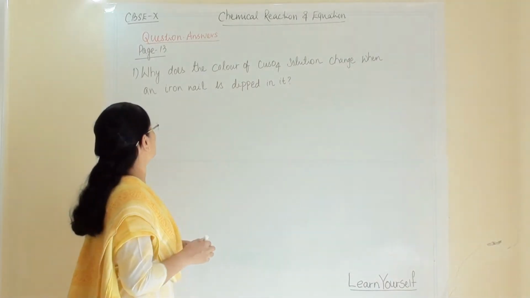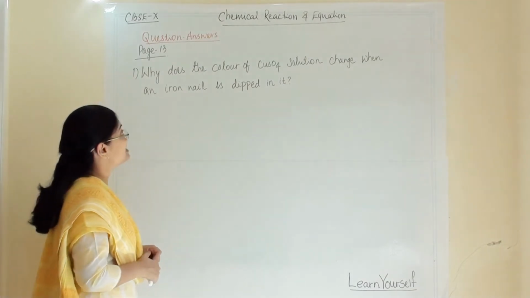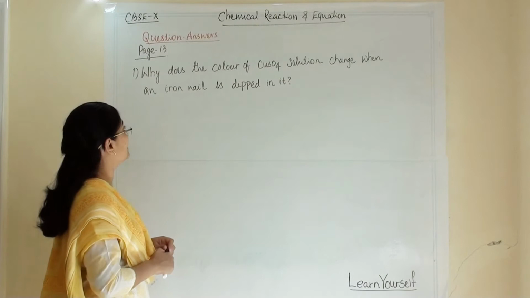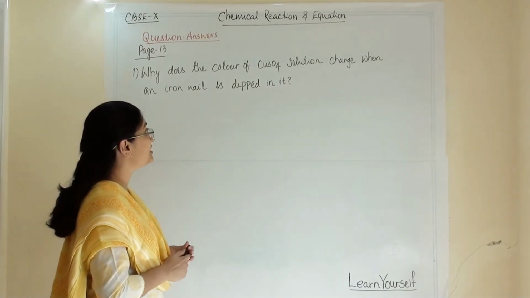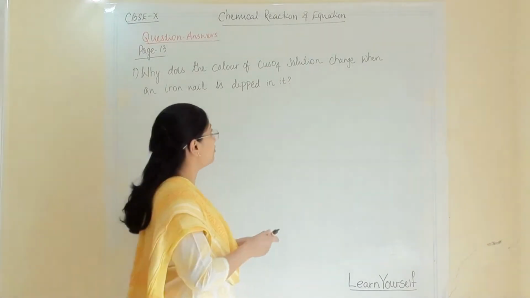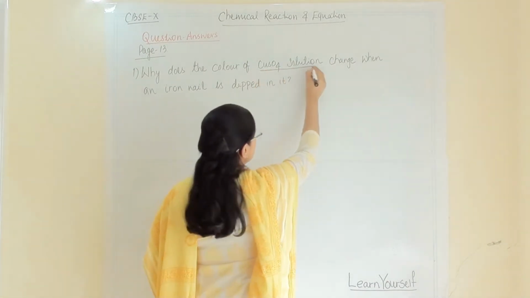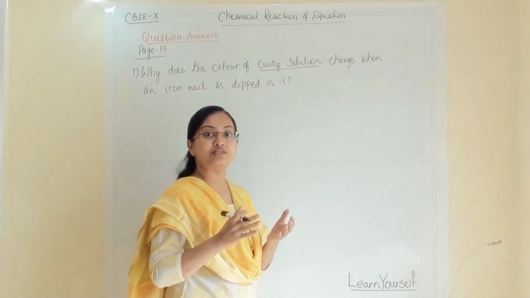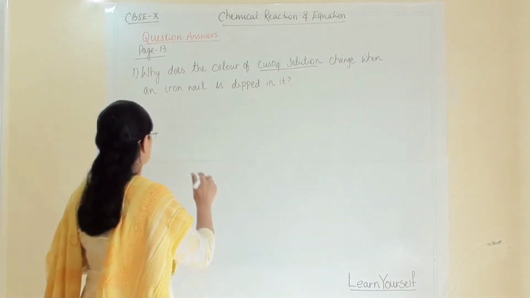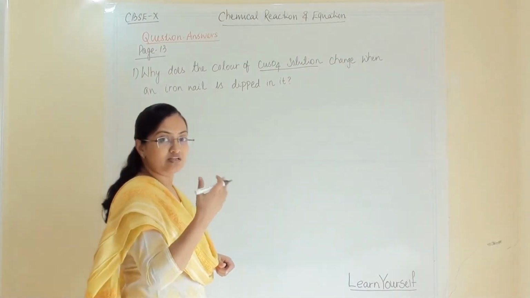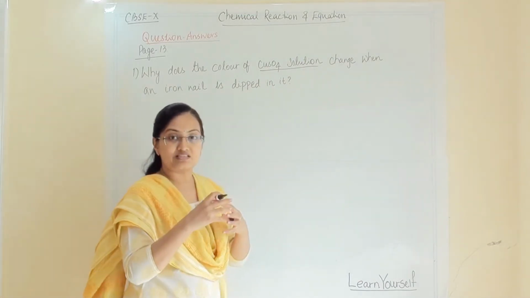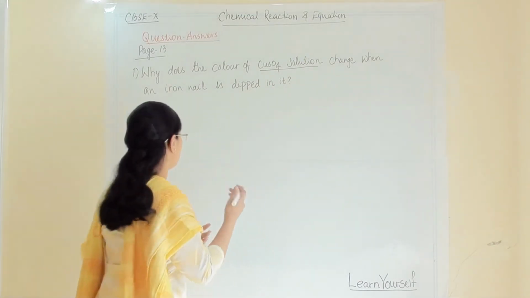So the first question is, why does the color of CuSO4 solution change when an iron nail is dipped in it? First of all, we are taking CuSO4 solution. What is CuSO4? It is copper sulfate solution. So let us try to understand that when these two will mix, which reaction will happen.